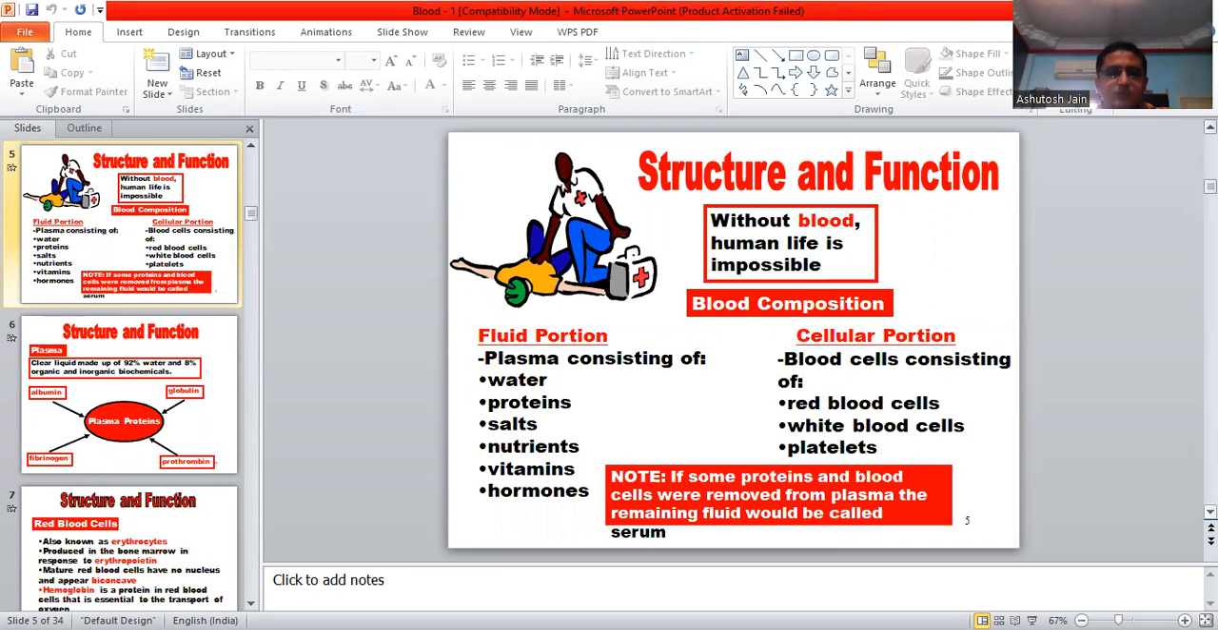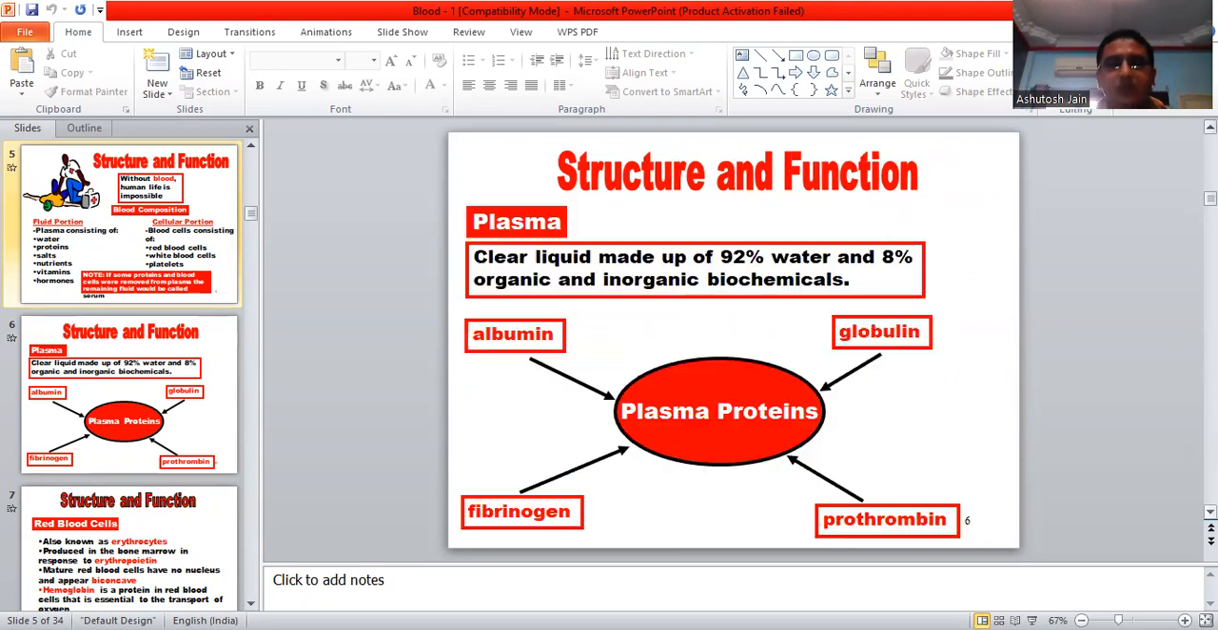Composition of the blood is as follows: fluid portion, plasma consisting of water, proteins, salts, nutrients, vitamins, and the hormones. Cellular portion, blood cells consisting of the red blood cells, white blood cells, and platelets. And serum. Note, if some proteins and blood cells are removed from the plasma, the remaining fluid will be called the serum. This point is very important here.